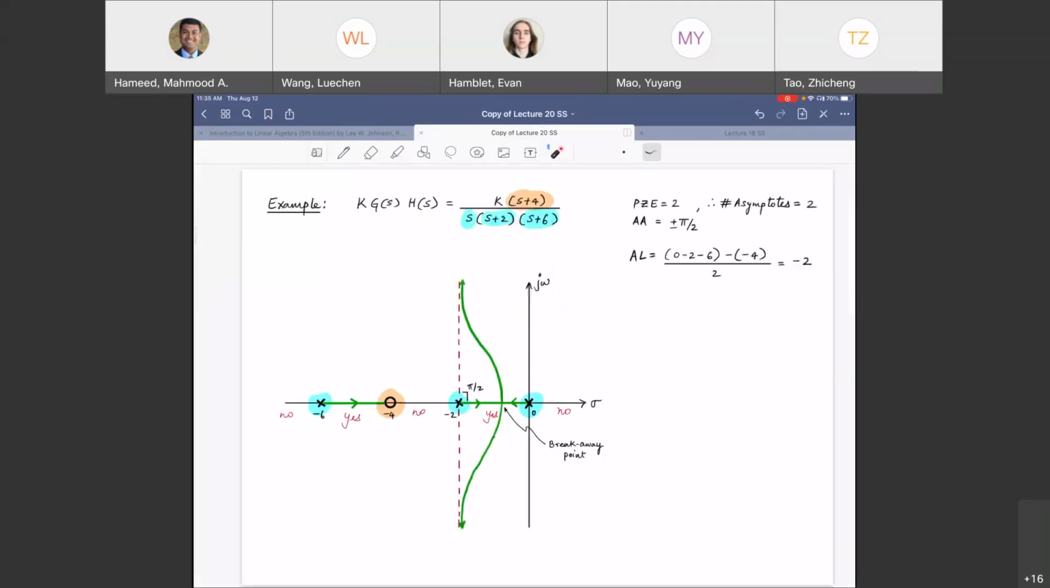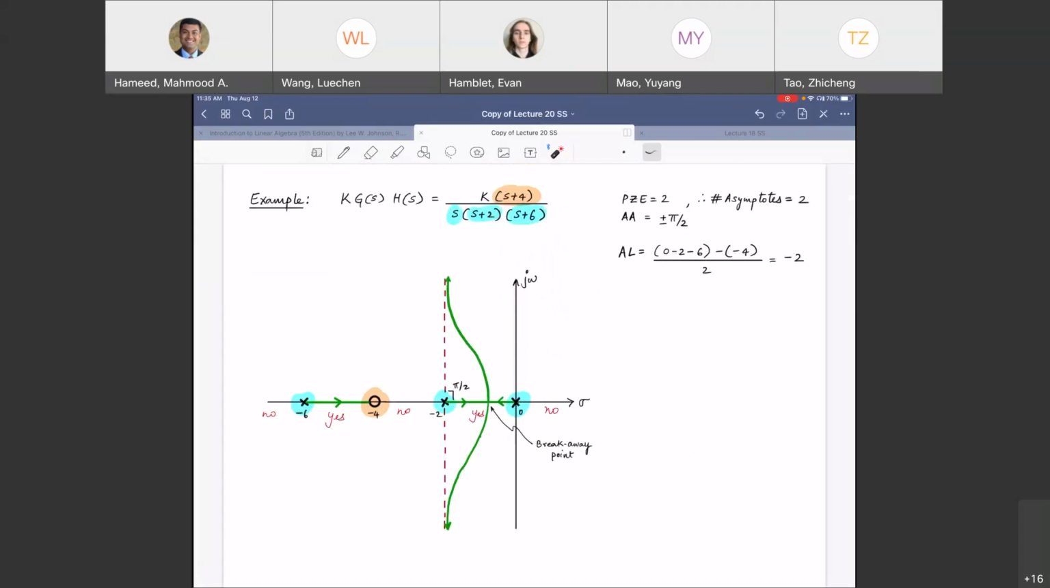Questions about this example? It's fun, right? Kind of. All right. More fun than convolution. We are not doing too much math. It's just, yeah.